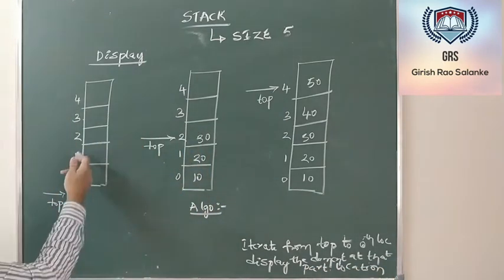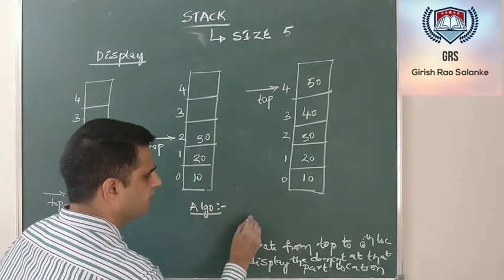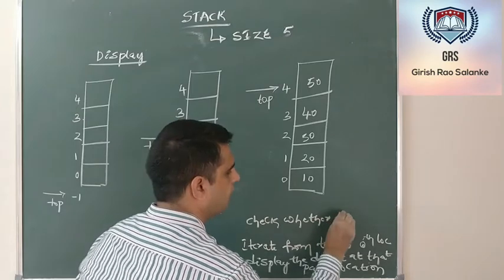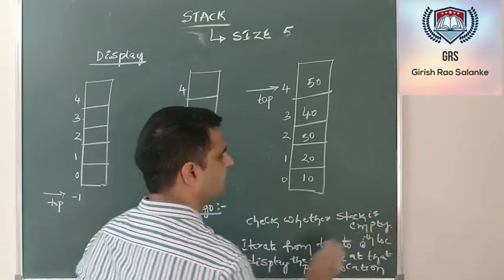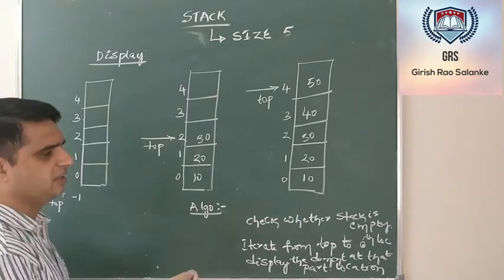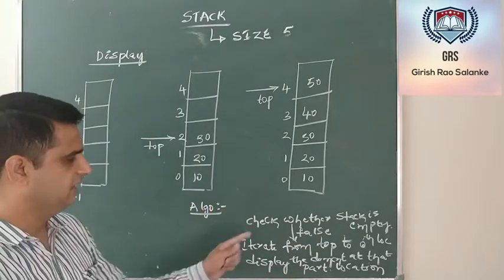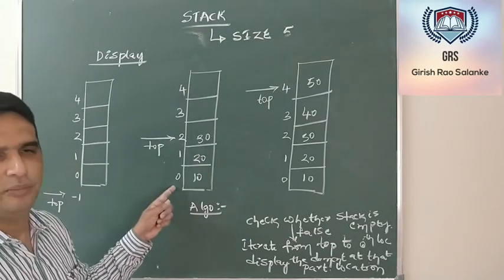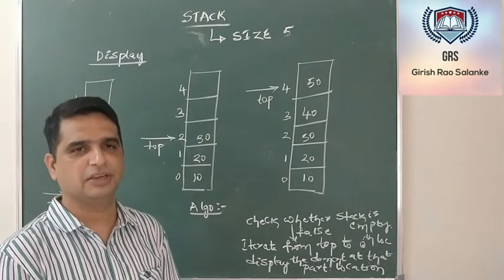Now in this case, if stack is empty, is it possible to display? No. So before performing this operation, you should always check whether stack is empty. Quite simple. How to check whether stack is empty? If top is having a value of -1, then stack is empty. So if this is false, then only go for this. If this condition is true, if stack is empty, no need to iterate from top to 0 because nothing is stored in your stack. So this is about the display operation.